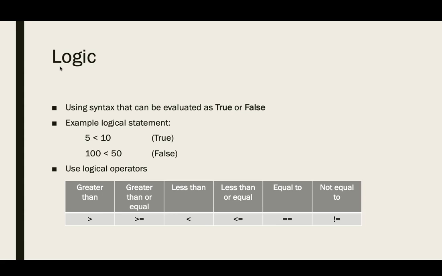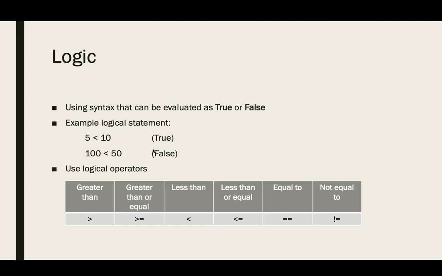The next example, 100 less than 50, is a false statement. And so then if we set that equal to a variable, 100 less than 50, that would gain the value false, right? Because what's happening is the computer is evaluating these logical statements, 5 less than 10 and 100 less than 50, to come up with whether that statement is either true or false. And that's what will be stored in the variable.